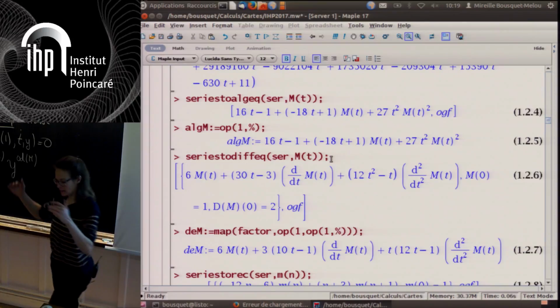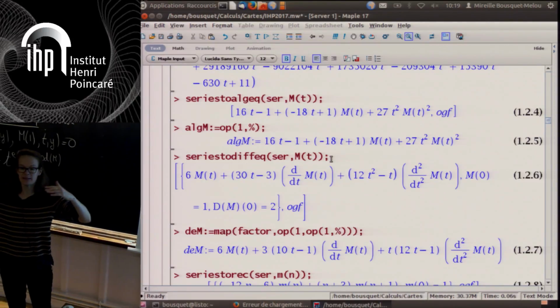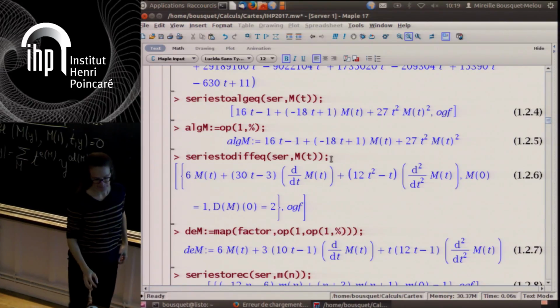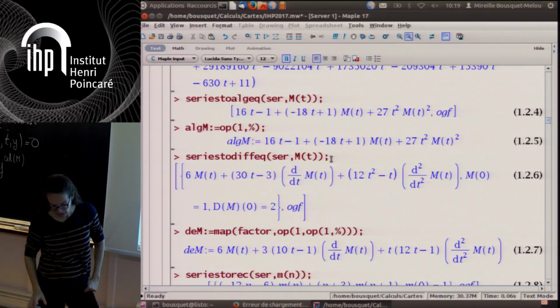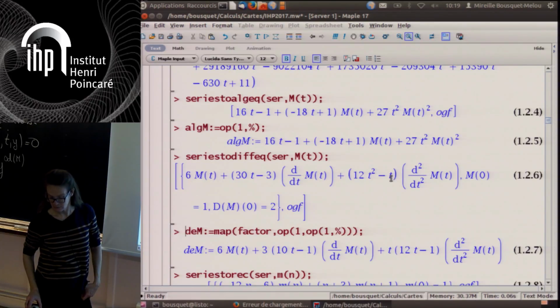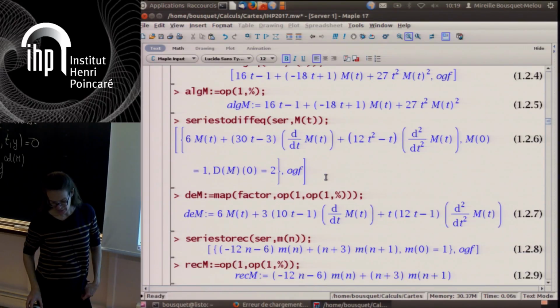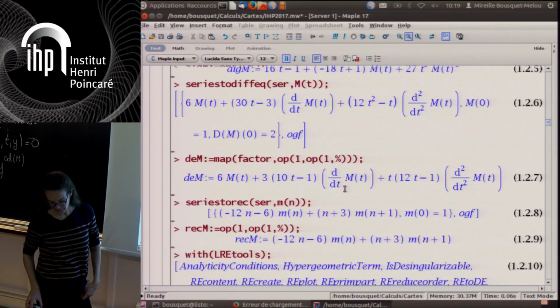So I told you that every algebraic series is D-finite. So it must satisfy at least one differential equation. And so here, in fact, I don't construct it. I guess a differential equation. So indeed, there seems to be one of order 2, which I call DEM, differential equation for M.